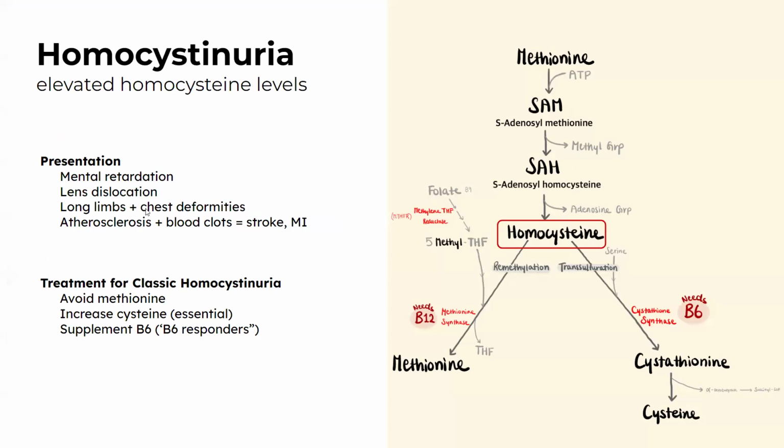Okay, so that's for the presentation. Remember, mental retardation, lens dislocation, long limbs and chest deformities, and then atherosclerosis and blood clots.